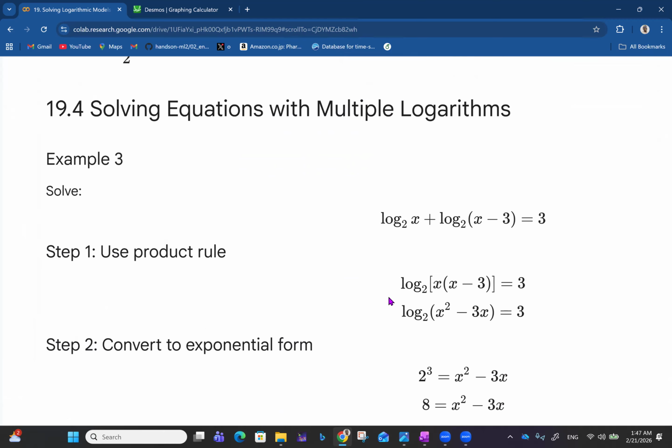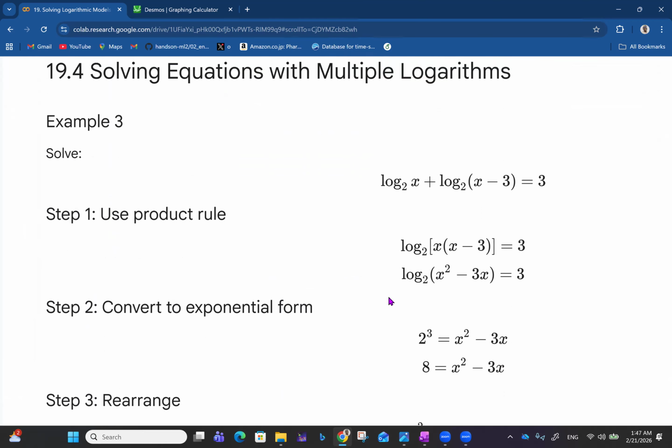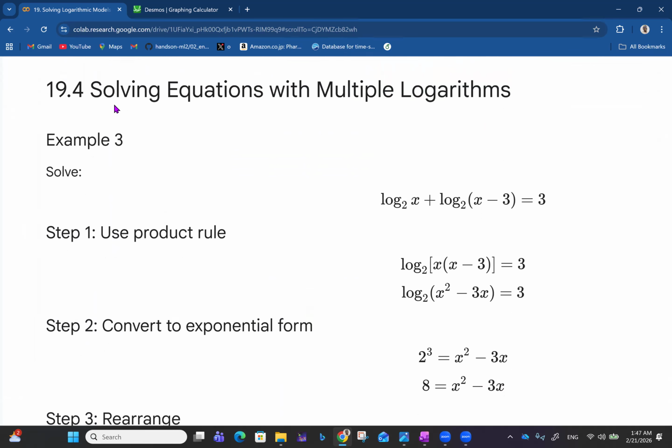Now, what else? Solving equations with multiple logarithms. So if you have problems with multiple logarithms, we've encountered all of this in previous videos already, right? So you want to solve log x to base 2 plus log x minus 3 to base 2 equals 3. So like I always advise, do the domain restriction first.